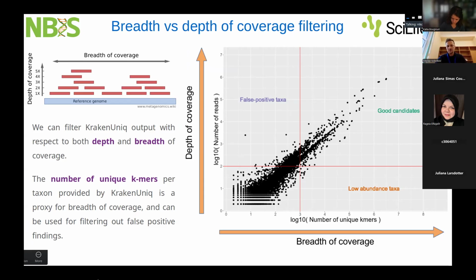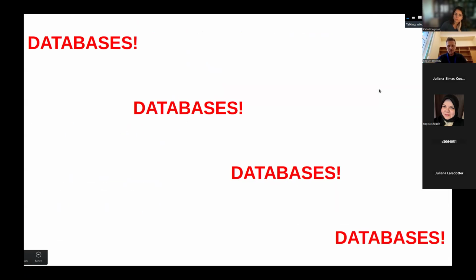So that's a picture from the AMITA publication, our paper, where we demonstrate that if you apply reasonable thresholds on breadth of coverage and depth of coverage, you get a very reliable list of organisms through Kraken. And Kraken, as I said, is a reference-based approach. It's very database dependent.